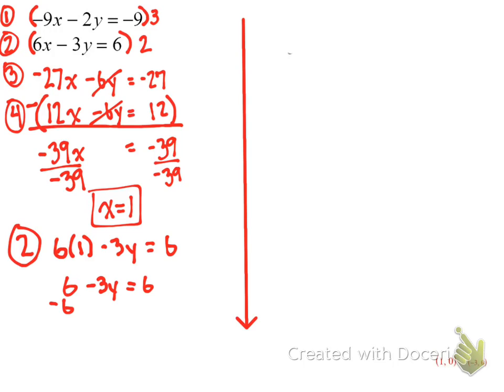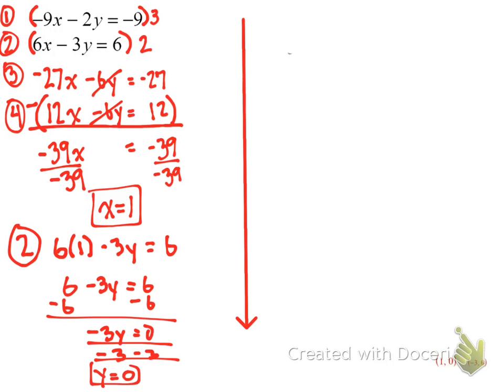Subtract 6 on both sides. When we subtract 6 on both sides, we get negative 3y is equal to 0. Divide both sides by negative 3. And we get y is equal to 0. Okay, which means our answer is going to be 1, 0. Okay, that's for number 3. Does that make sense? Okay, number 4. Number 4 is a little bit more crazy, okay?